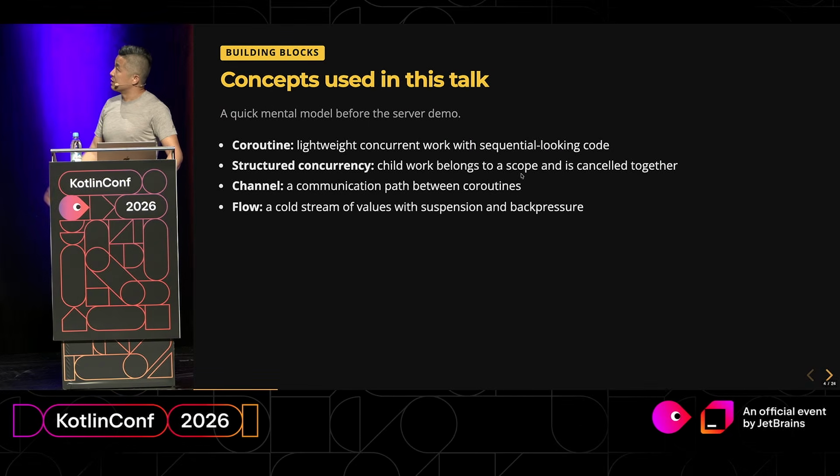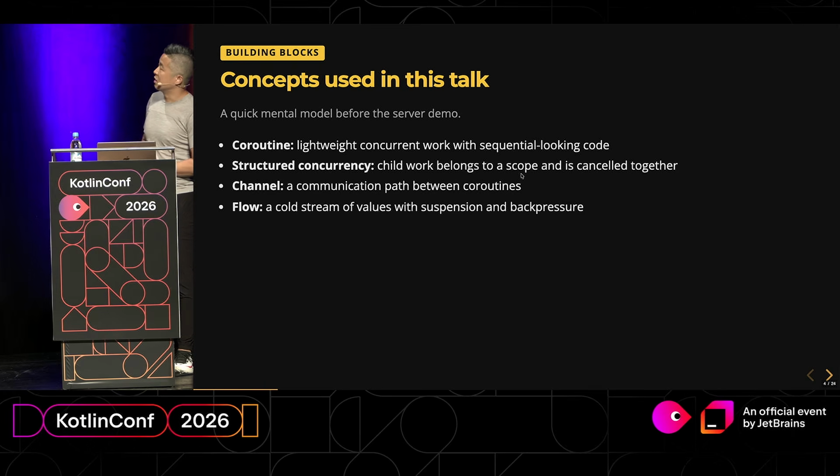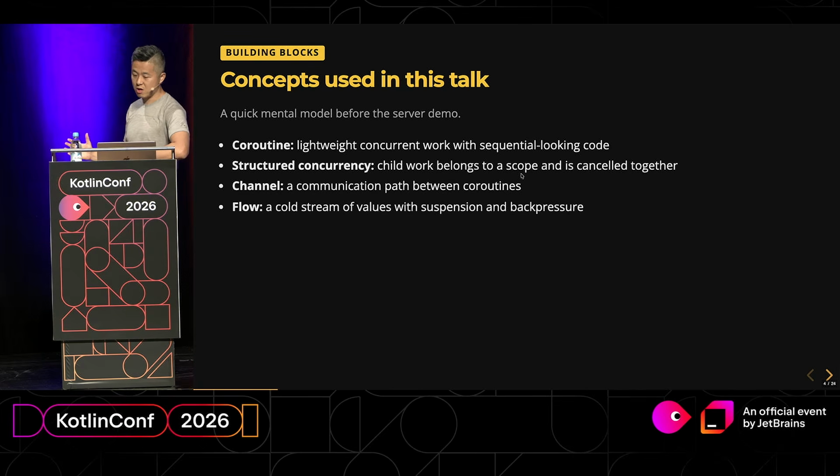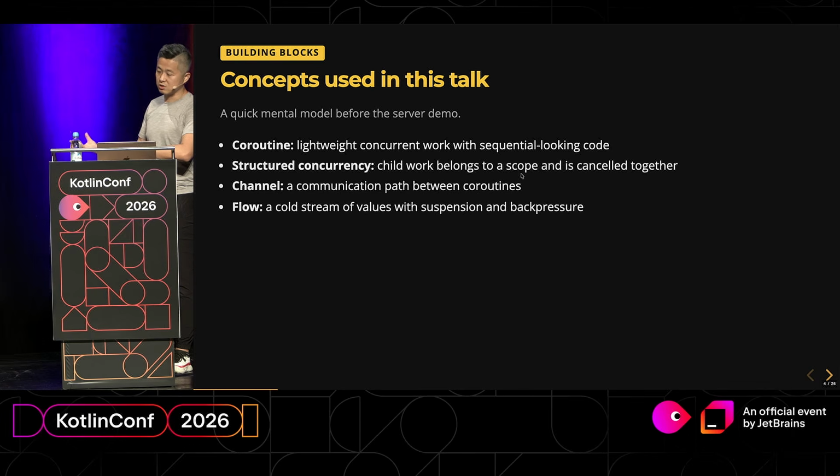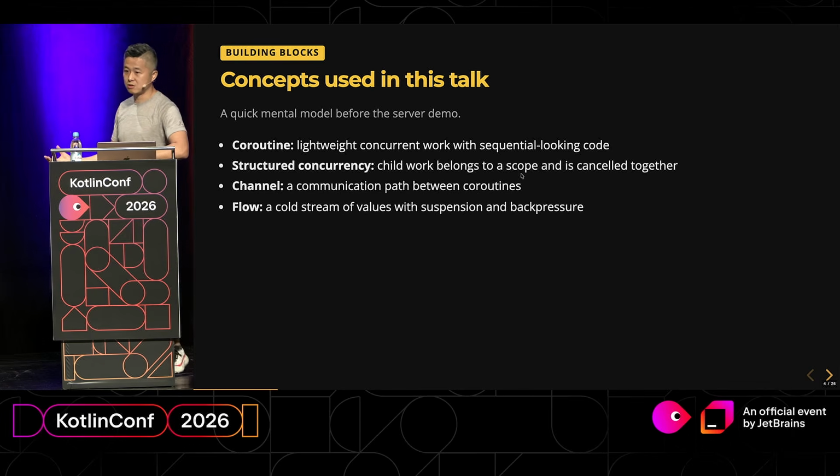Quickly, let me review the concepts used in this talk. You have already heard about those concepts many times, so I'll be brief. Coroutines are just lightweight concurrent work with sequential-looking code, and they can suspend and pause at any time if you are doing some blocking work. We have structured concurrency used in this talk. Structured concurrency means you group child work into a scope, and whenever you cancel the scope, you cancel all the child coroutines. So that's pretty much lifecycle management.